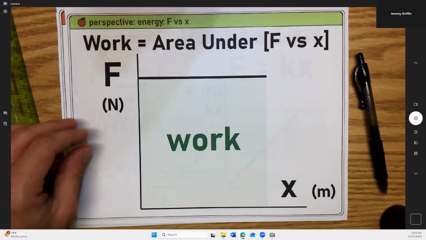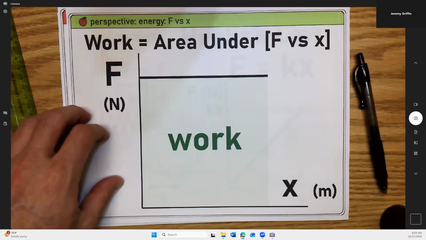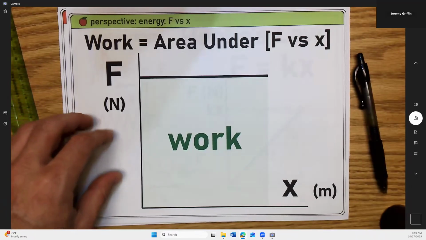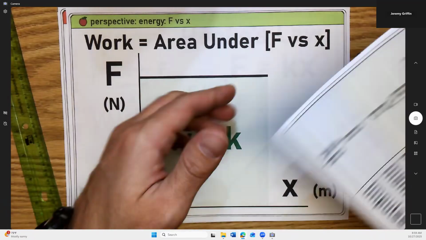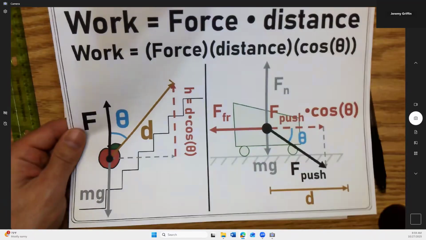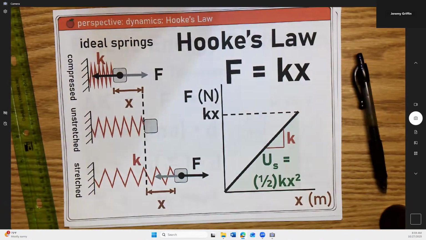If you put this on a graph, guys, on the AP exam, you're going to see this graph probably several times. Are you ready to look at this graph several times? A force versus displacement graph. Now here I'm showing a constant force. Maybe I'm pushing this shopping cart with a constant force. That doesn't have to be the case. Like in Hooke's law, it's definitely a variable force, isn't it? The more it stretches the spring, the more force it takes.